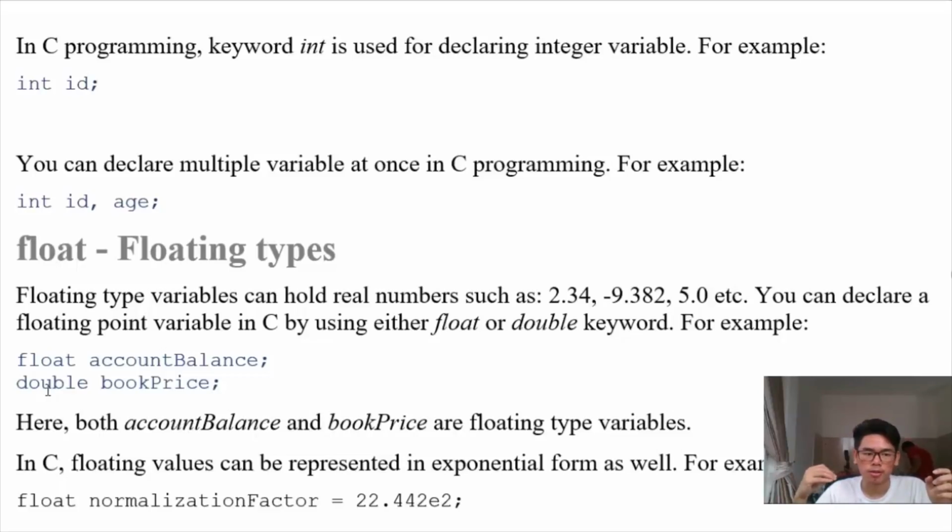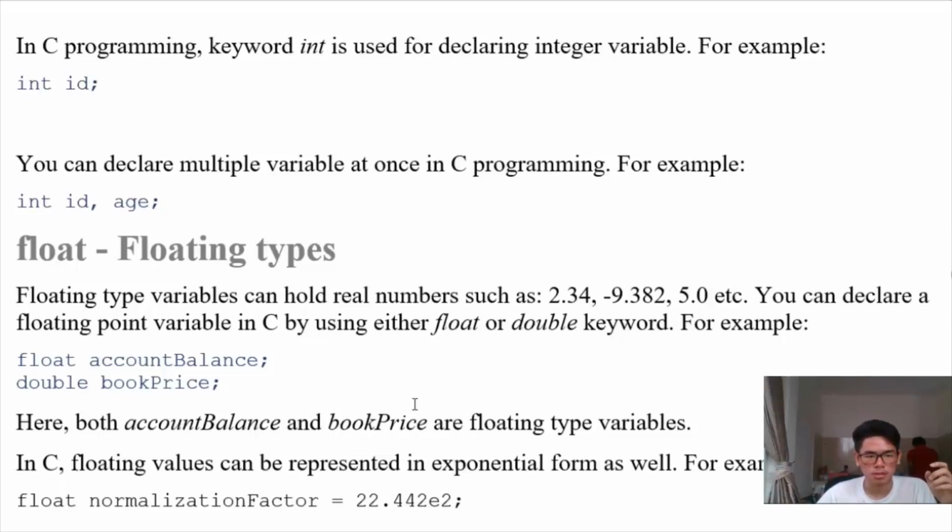In C, floating values can be represented in exponential form as well. For example, the float variable normalization here is assigned 22.442E2. E2 means multiplied by 10 to the power of 2.